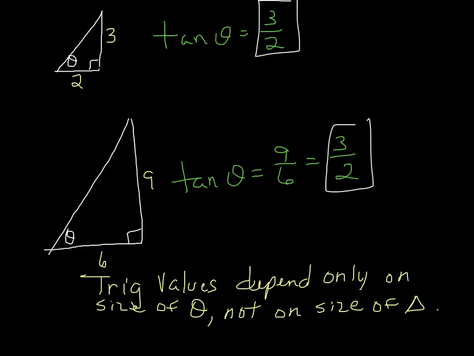So what that tells us is that the trig values, the sines, the cosines, the tangents, all those trig values only depend on the size of the theta. They don't depend on how big the triangle is. Because even though the triangles are different sizes, they still have the same angle measures in them. They would be similar triangles.